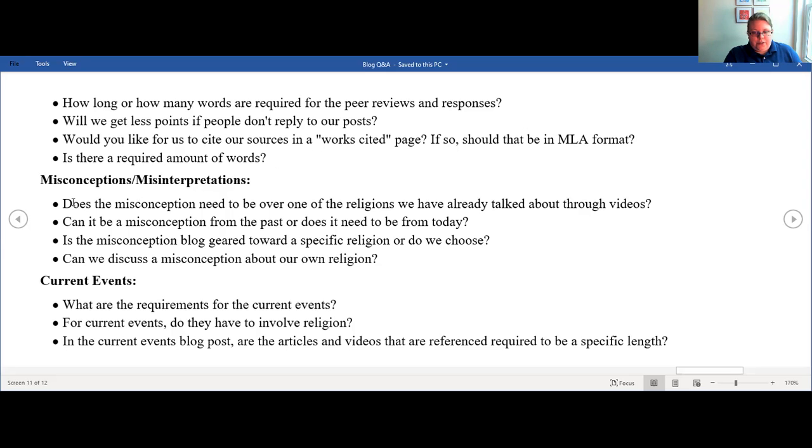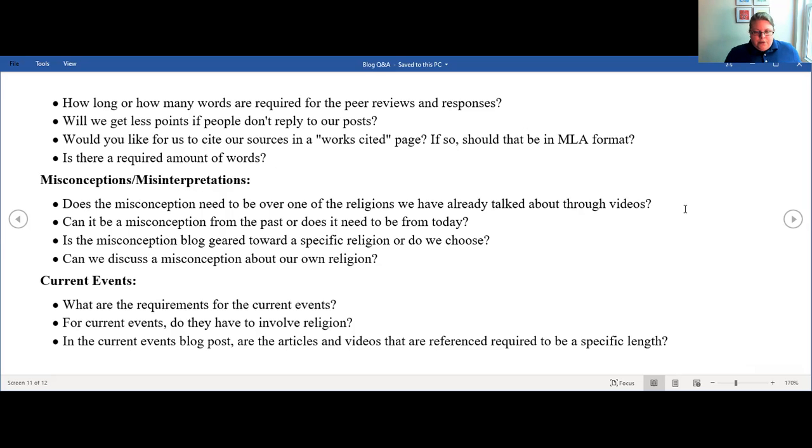Misconceptions, misinterpretations. Does the misconception need to be over one of the religions we have already talked about through videos? It does not have to be. So if there's another religion you want to talk about, you're more than welcome to do that. I think for many people, it's easier to talk about the religions we've already set a basis for, but you're welcome to choose anything.